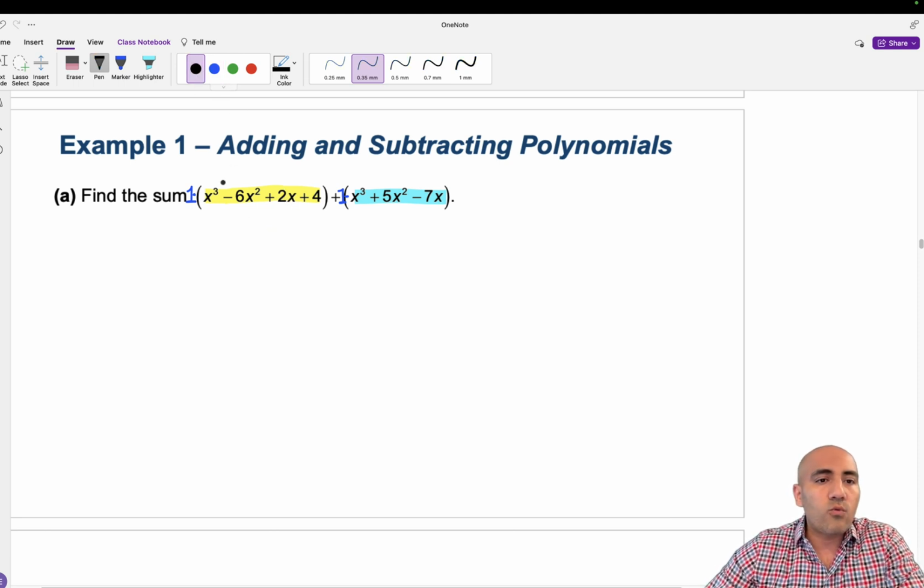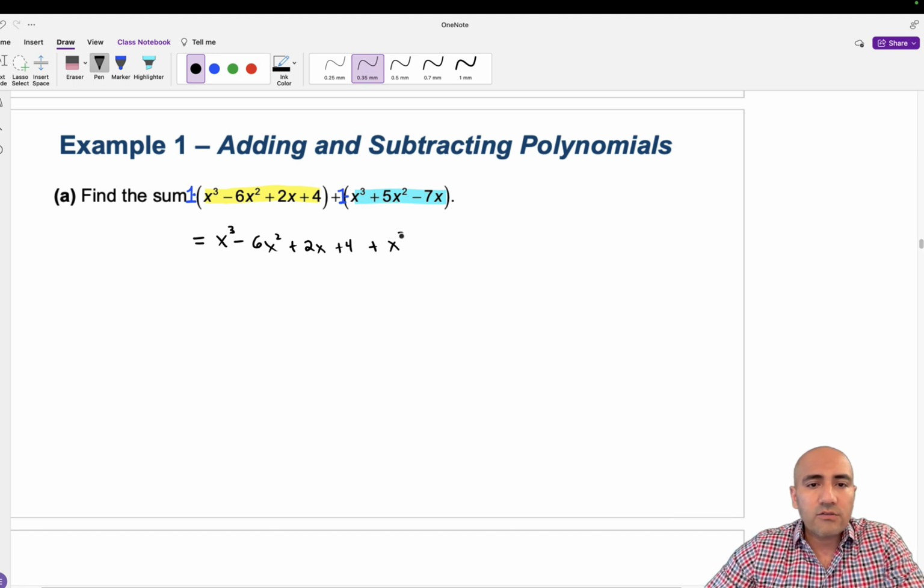So when there is a 1, we can just kind of get rid of the parentheses without really doing much. So this is just going to be equal to x to the 3rd power minus 6x squared plus 2x plus 4 plus x to the 3rd power plus 5x to the 2nd power minus 7x. Good, so we can just get rid of the parentheses.